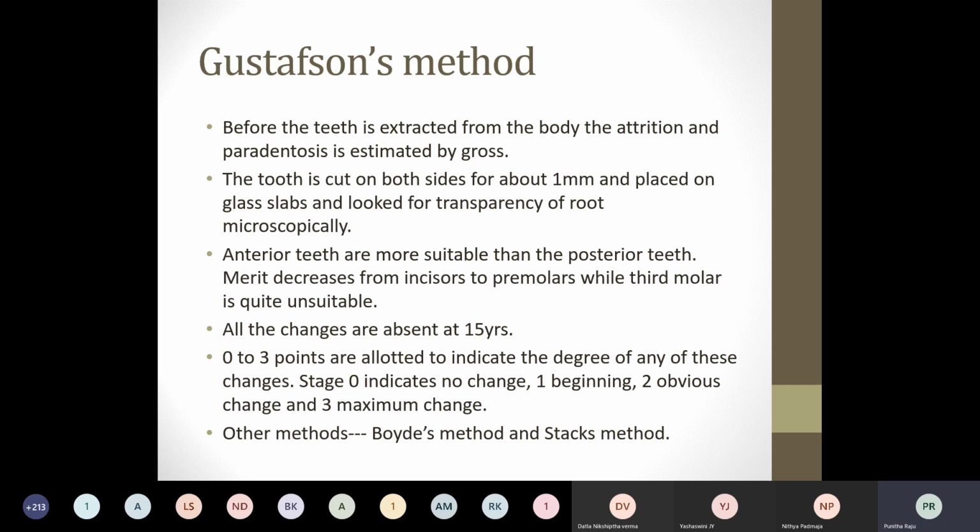And there are a few other methods by which you can estimate the age of the person after 21 years based on the examination of the teeth. So that is Boyd's method and Streak's method. These two names you should know. What are the other methods apart from Gustafson's method? It is Boyd's method and Streak's method.